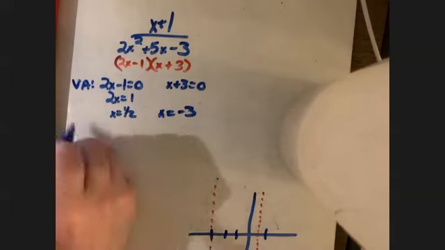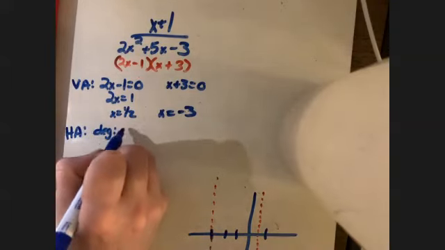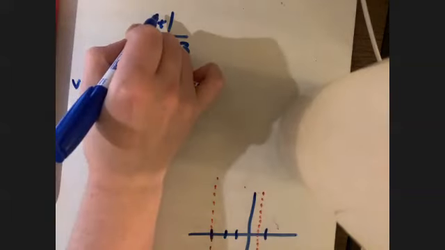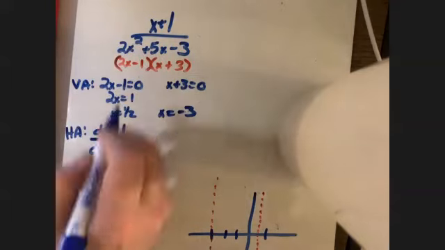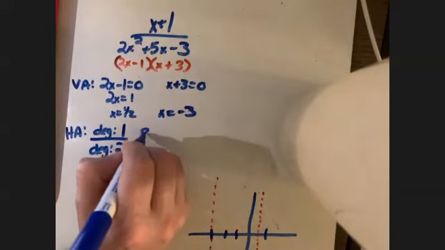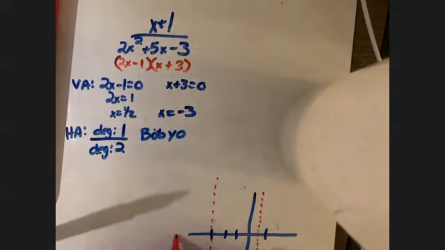Okay. So now, horizontal asymptote. The degree on the top is a 1, again, because it's based on the biggest power. The degree on the bottom is the squared, so that's a 2. So we are in bottom heavy. I'm going to have a horizontal asymptote right along 0. Okay, so it's going to be along the x-axis.